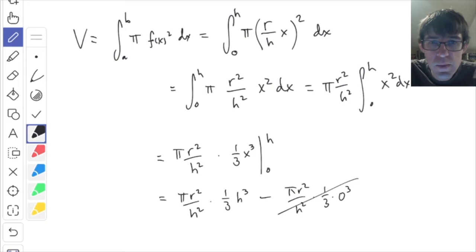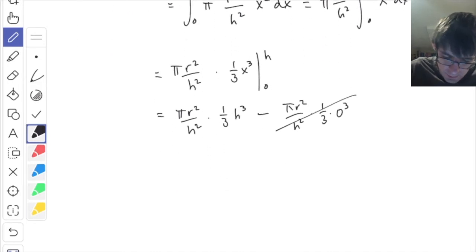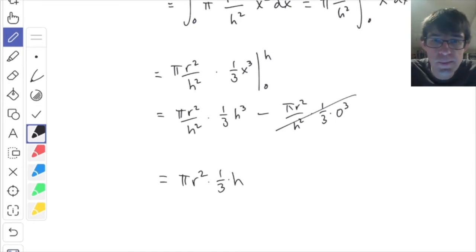We're going to simplify as much as you can, although there's not much you can do. The h squared in the denominator can cancel with the h cubed over there, and you end up with just h left over. So it is pi r squared times 1/3 times h. And that's what we wanted to see. So this is the formula for the volume of a cone. I think it's kind of cute that you can actually work this out and get that formula from somewhere, rather than just somebody telling you the formula. This is where the formula comes from, or at least this is one way to see where the formula comes from.